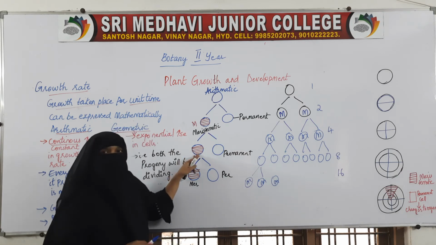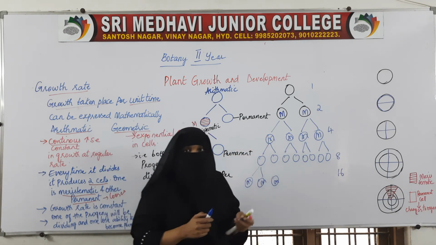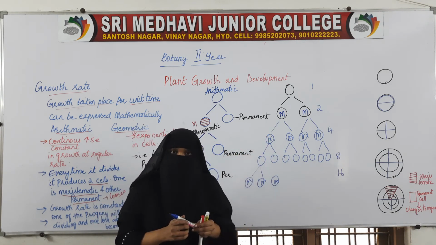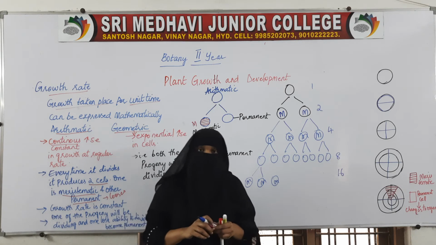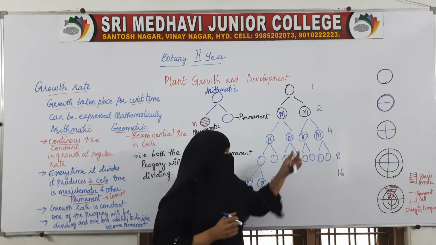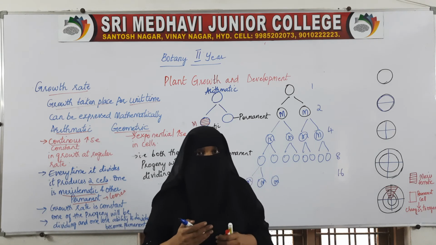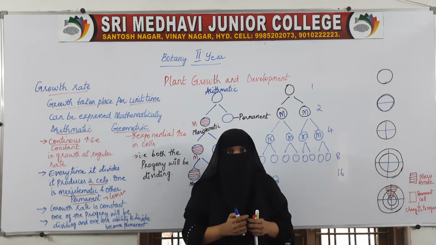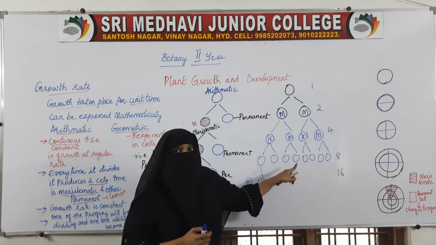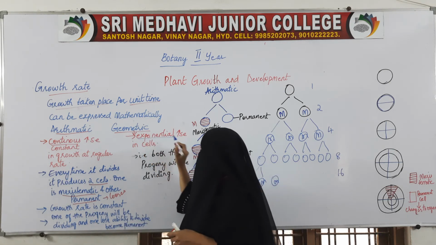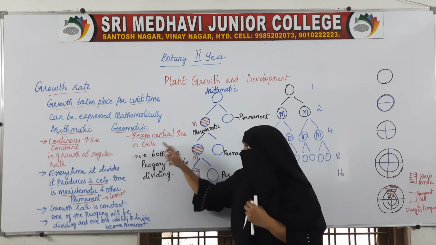Here the increase is constant, at a regular rate. Here the growth is exponential, because with the increase in the number of cells, the growth will be more. The more the number of cells, the more the growth. The fewer the number of cells, the less the growth. Here the dividing cells are more, so these dividing cells continuously divide and produce even more cells. So in this geometric growth, the growth is exponential, very rapid, very fast, an exponential increase in cells.